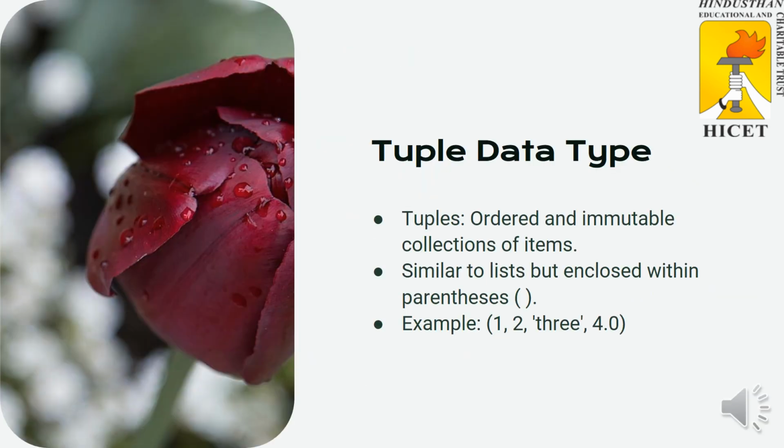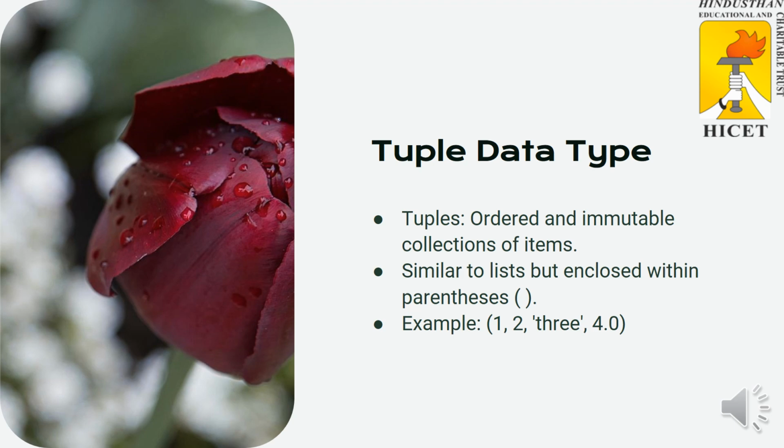The next data type is tuple data types. Tuples are ordered immutable collections of items. So a list is a collection of mutable data types and a tuple is a collection of immutable data types. Similar to the list, anything which is enclosed between parentheses is called a tuple. So if it is a list, it is enclosed between square braces, and if it is a tuple, it is enclosed between parentheses.